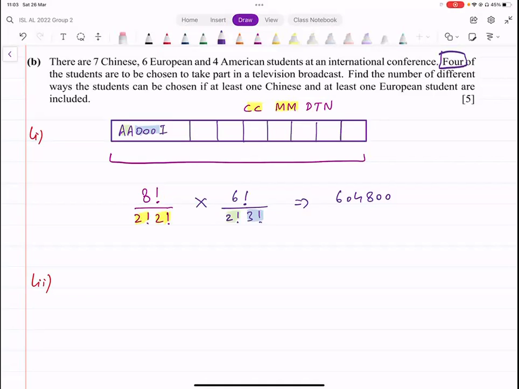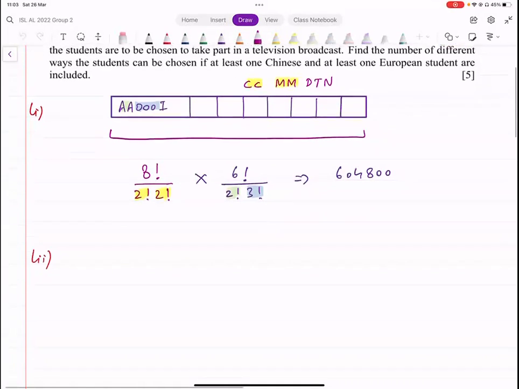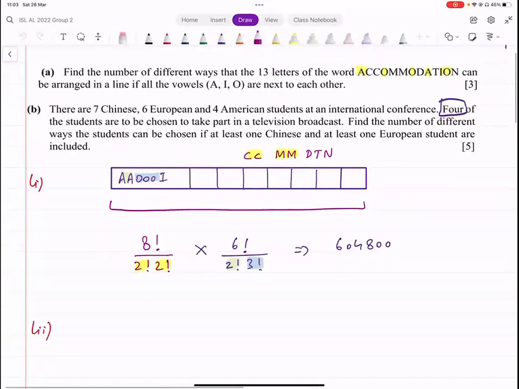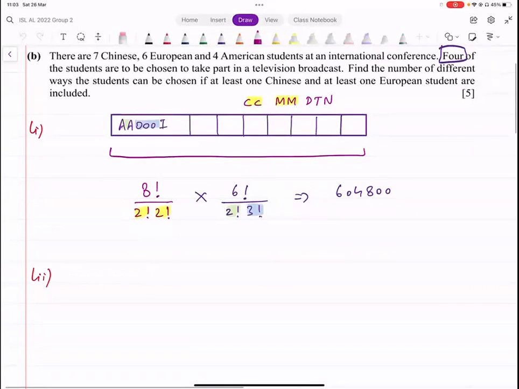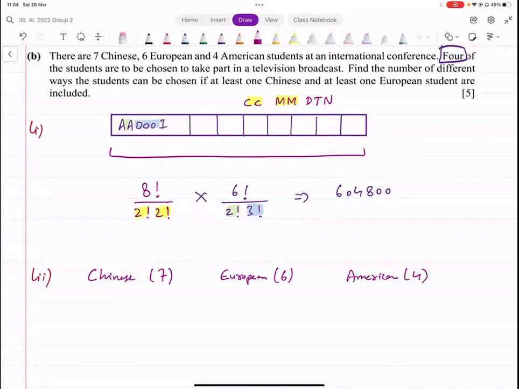Yeah, so we have a number of cases, right? So हमें क्या करना पड़ेगा, हमें वो cases बनाने पड़ेंगे, list करने पड़ेंगे, ठीक है? So what's the total that we've got? Now this is how we actually think about it. We've got some Chinese people. How many are there? There are 7 in total. We've got some European. They are 6 in total. And we've got some American and they are 4 in total.